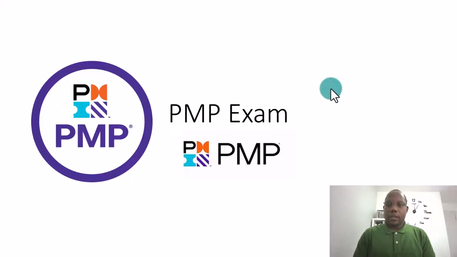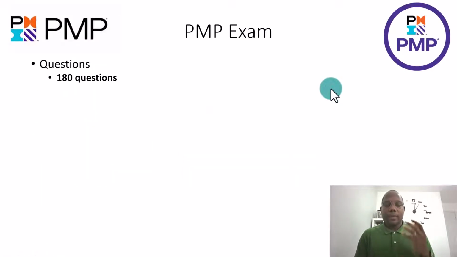So obviously in your PMP exam, the first thing I'm going to talk about is how many questions you have to attempt. The total number of questions you're going to attempt in your PMP is 180 questions. These 180 questions consist of different types of questions: multiple choice, drag and drop, fill in the blanks, and so on. In your multiple choice questions, there will be some where only one answer is right.